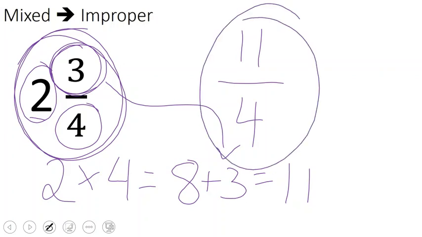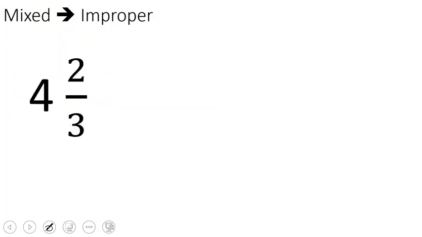So that was how to use a picture, an abbreviated picture, and no picture at all to solve mixed to improper. Now you can use any of those methods you like. They all find the same answer as we just saw. Go ahead and try it yourself. Pause this video and use one of those 3 methods to turn 4 2/3 into an improper fraction. Go.